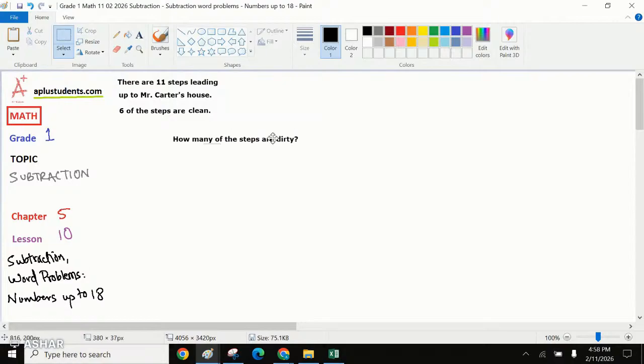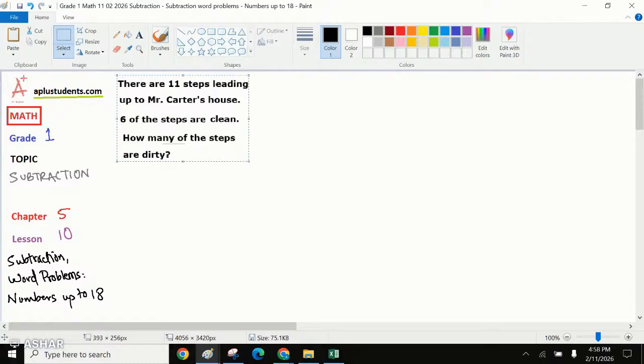In order to find the dirty steps, we should know that we are looking at the opposites also over here, right? So in the first question, what we can say is there are 11 steps, right? 6 steps are clean. How many would be the dirty steps, right? So how can we write the information?